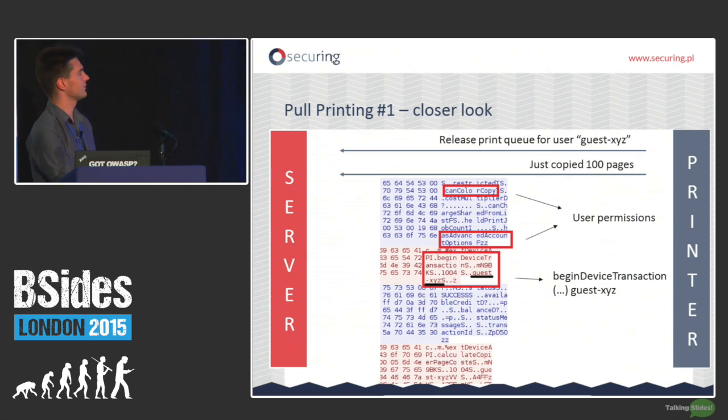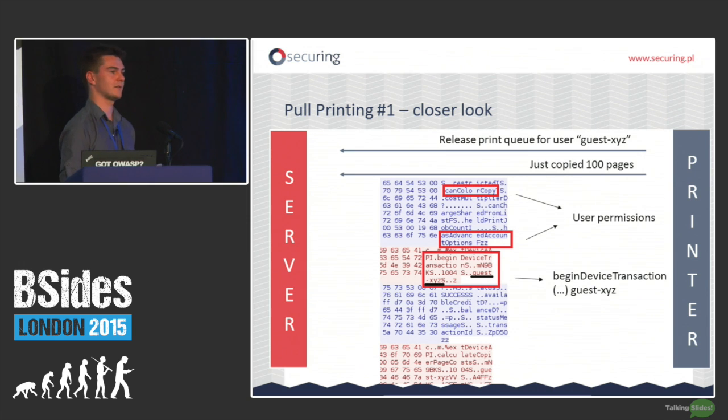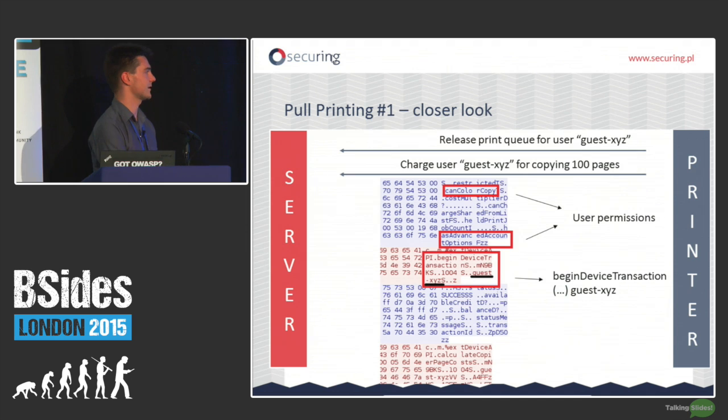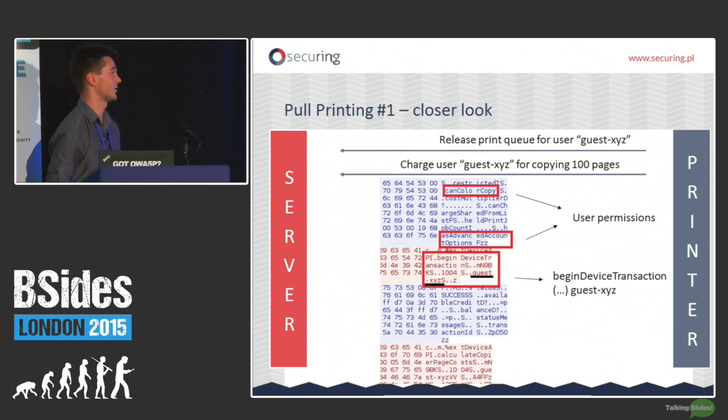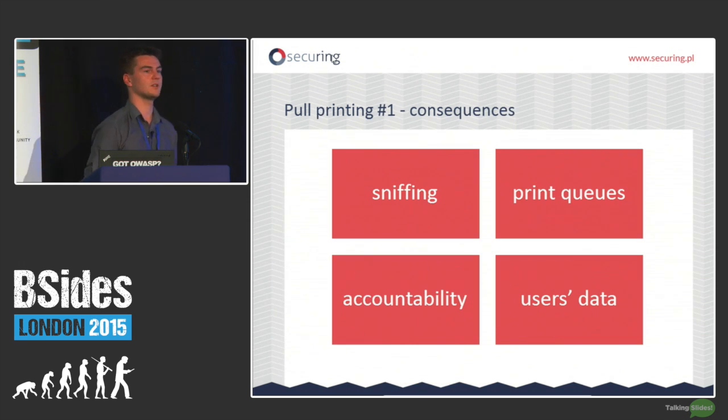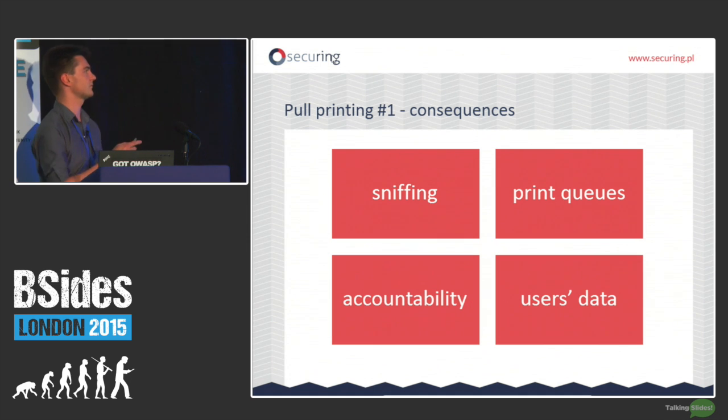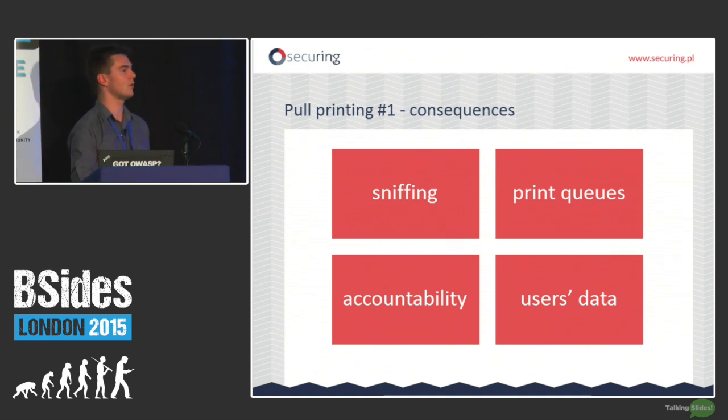So actually, we were able to release the print queue of another user, and what is even funnier, the account that was charged for printing these pages was his account, because later there was another transaction for charging the user account for printing these jobs. So actually, attacking this protocol showed us that all the key risks were broken here. So we could sniff, we could print the other print queues, tamper with the accountability, and actually get other users' data.